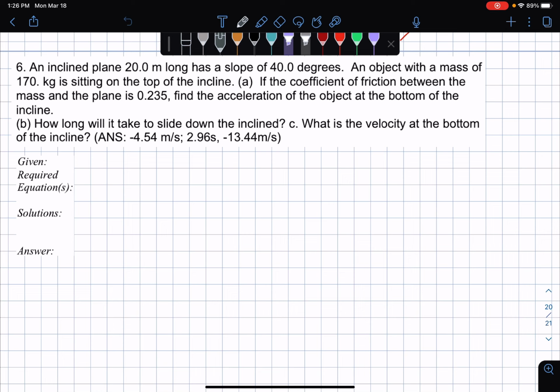Okay, so an inclined plane 20 meters long, so we have to note the distance. Distance is 20 meters. It has a slope of 40 degrees, so angle theta is going to be 40 degrees. An object with a mass of 170 kilograms is sitting on top of the incline. So first, the first thing that's missing is the coefficient of friction, or the frictional coefficient.